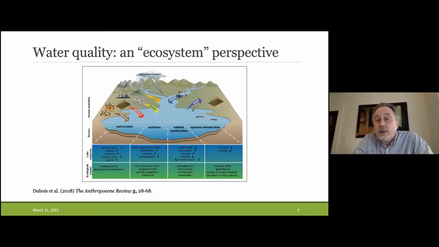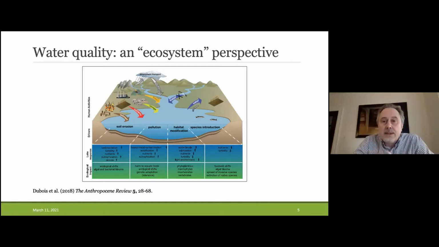You can also take a more ecological or ecosystem perspective. Here, for instance, is a very nice diagram where you look at the lake, and the various human activities in the watershed of the lake that lead to soil erosion, pollution, habitat modification, species introduction. These drivers then have certain impacts or responses of the lake, for instance, in terms of increasing turbidity or increasing nutrients, development of anoxia, which then lead to certain ecological impacts that might affect, for instance, the biodiversity, can cause algal blooms, etc.